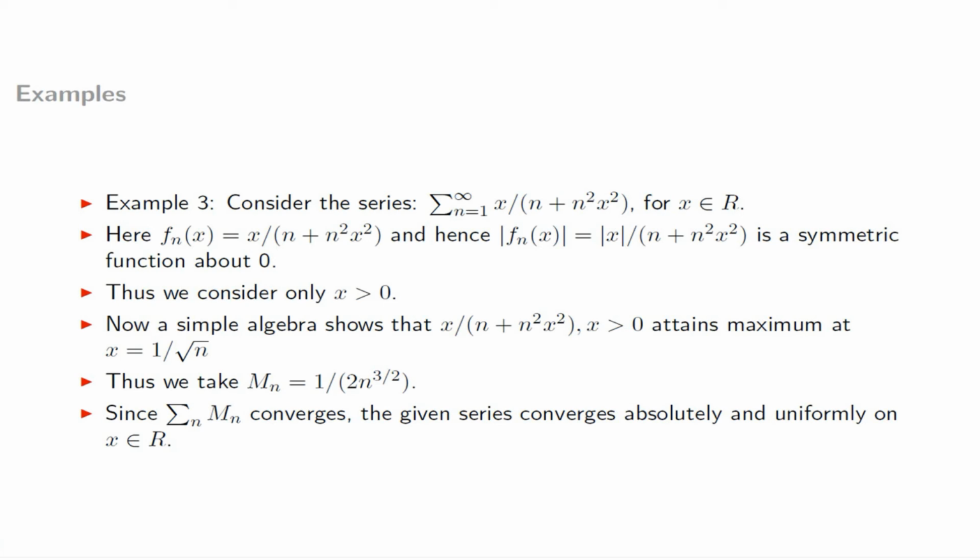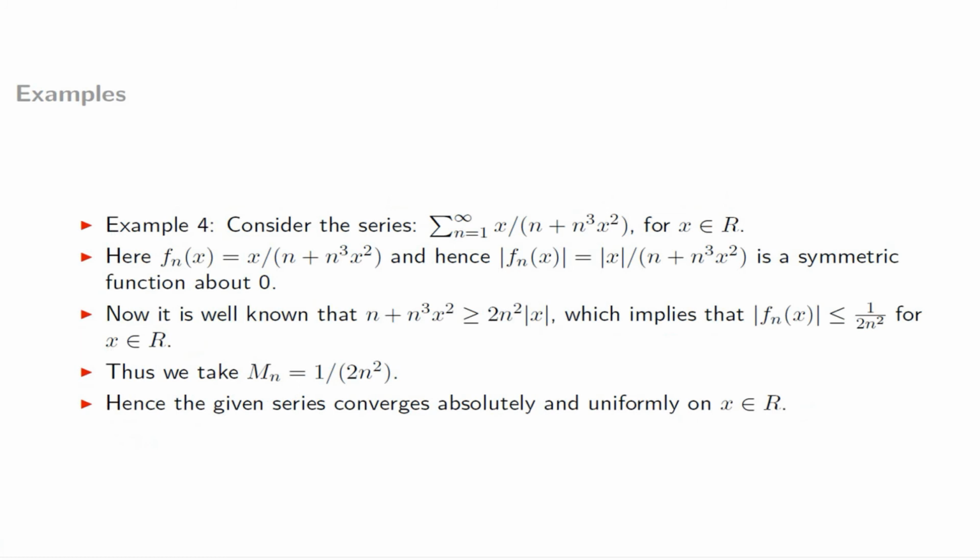Now, just simple algebra shows that the function x by n plus n square x square attains its maximum at x equal to 1 by square root of n. So we can take the maximum value of the absolute value of f n x as our Mn, and in this case we get Mn as 1 by twice n to the power 3 by 2. It is well known that the series with 1 by 2 n to the power 3 by 2 as the nth term converges. So the given series converges absolutely and uniformly on x belonging to R.